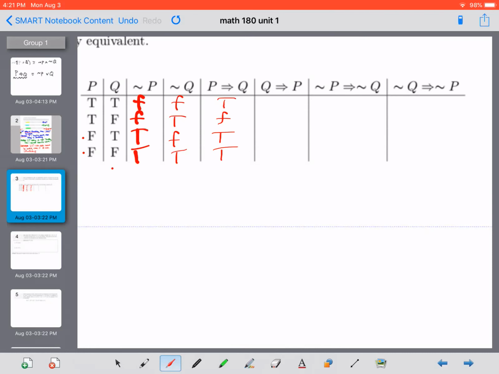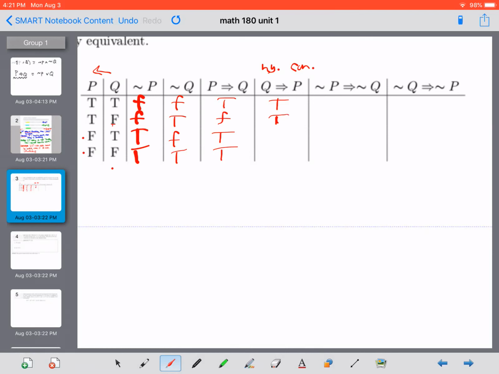All right, now Q implies P. It's the same idea, except now Q is your hypothesis and P is your conclusion. So you're sort of reading this implication this way instead. So in the first case, they're both true, so the implication's true. In the second case, Q, the hypothesis, is false, which means this implication is going to be automatically true.